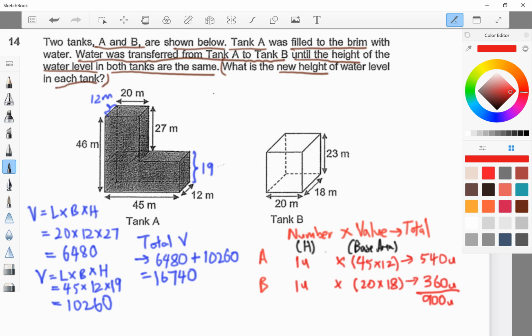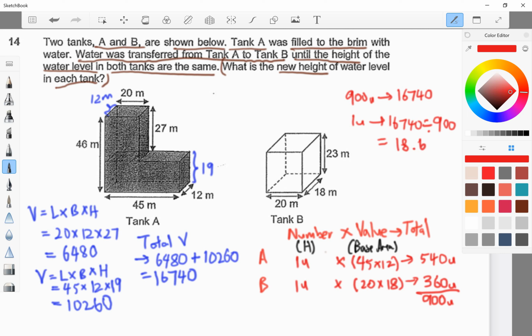Alright. So next step for us is that we need to pair up the 900 units with the 16,740. So next step is 1 unit, 16,740, the total volume, divided by, I will call this the combined base area of 900. So 16,740 divided by 900, it will become 18.6.